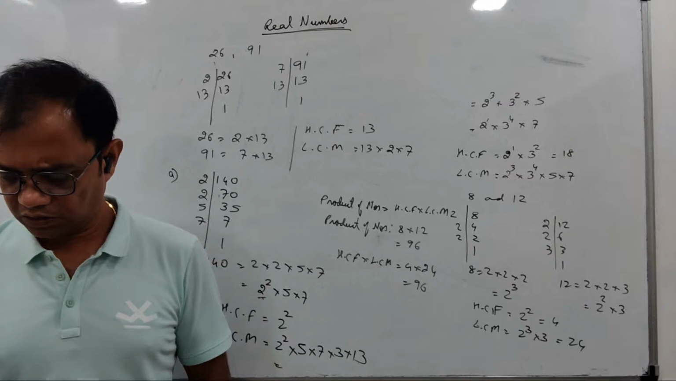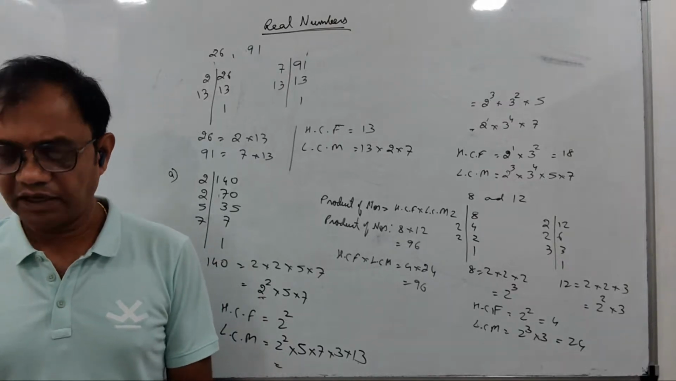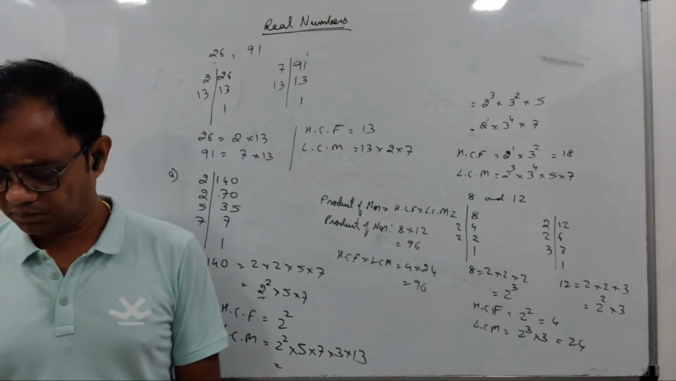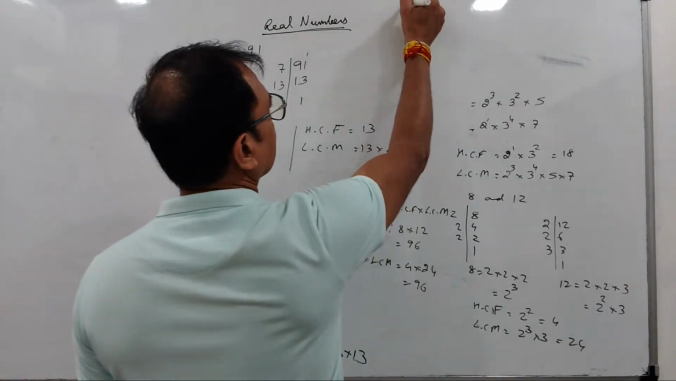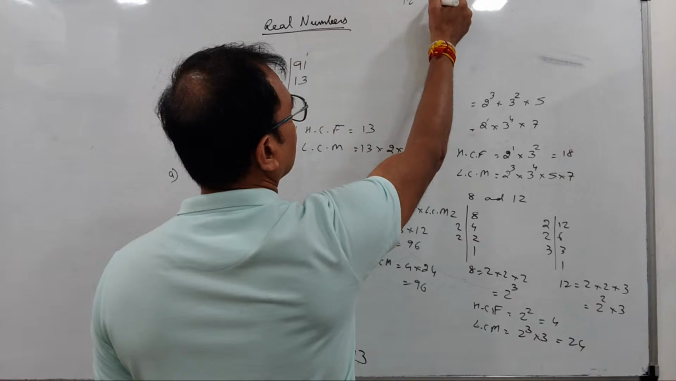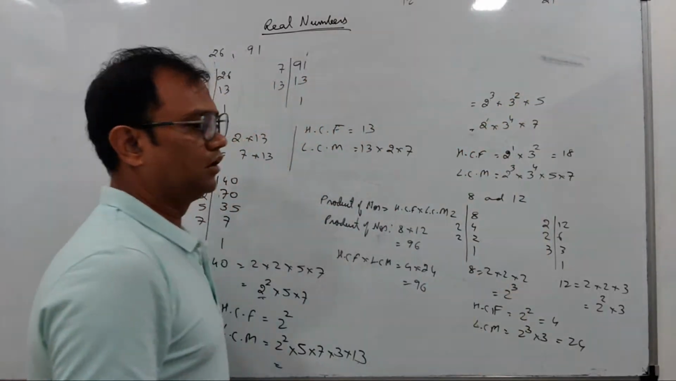So let us do a question from the textbook itself. Finding out the HCF and LCM of three numbers, that is 12, 15 and 21. So let's do it: 12, 15, 21.